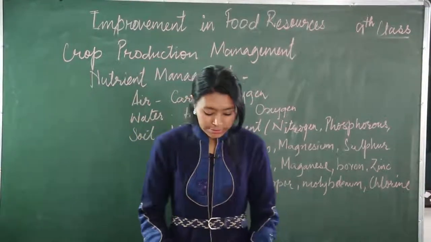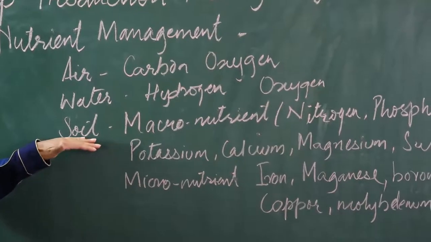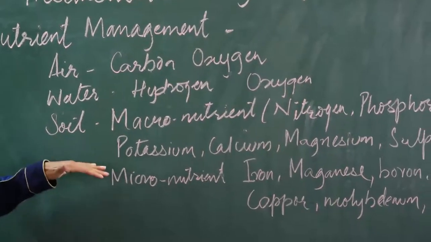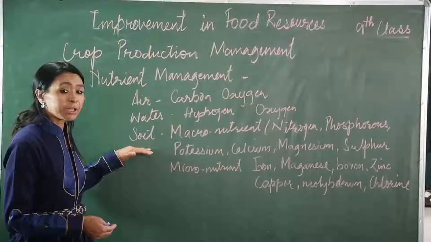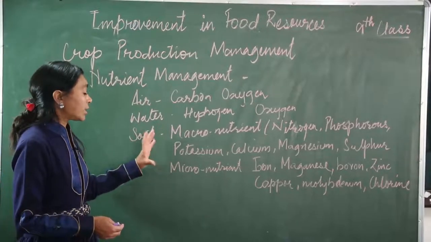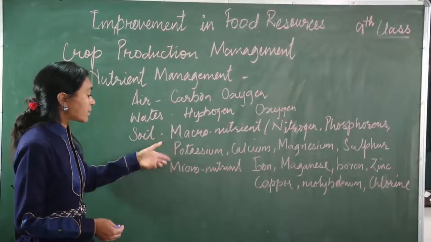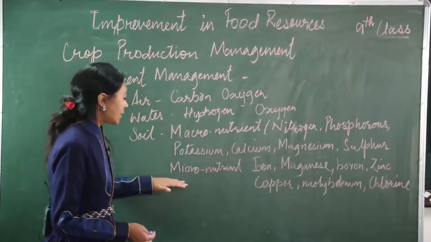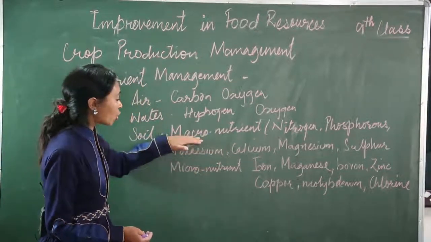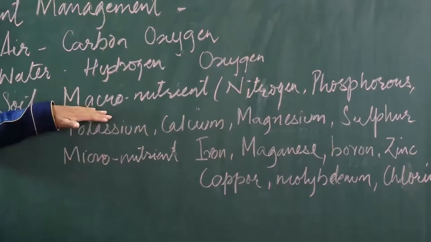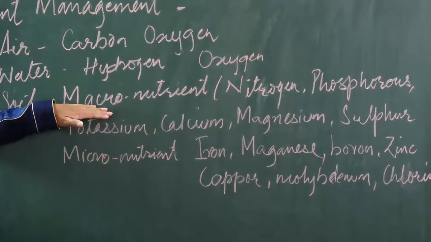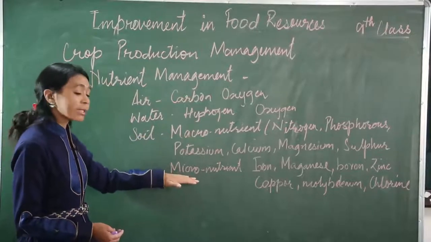From the soil they get around 13 nutrients. These 13 nutrients have been divided into two major groups, that is the micronutrients and the macronutrients. Macro means large scale, large quantities, and micro means less quantity.